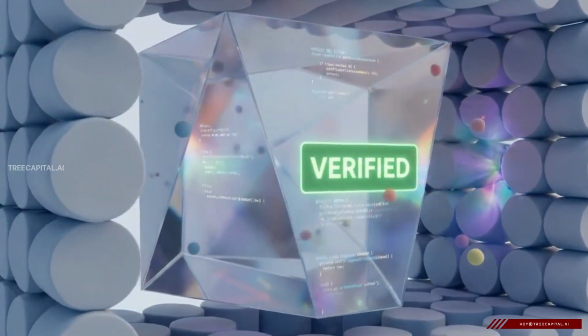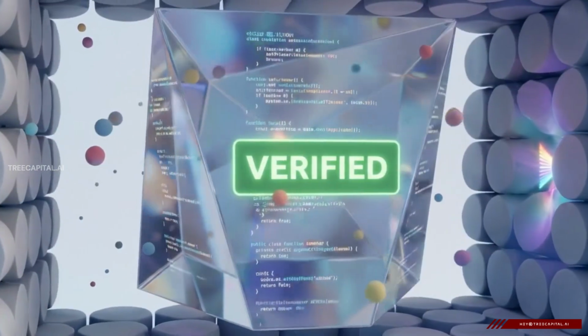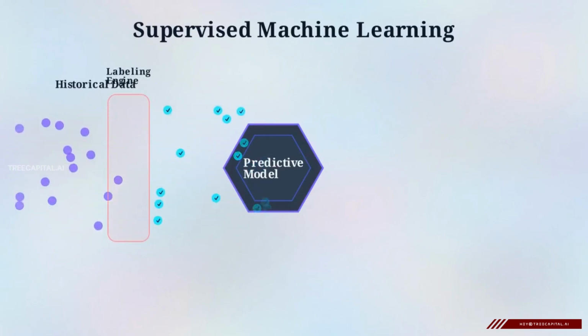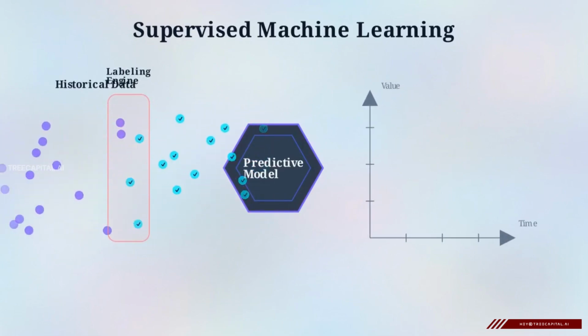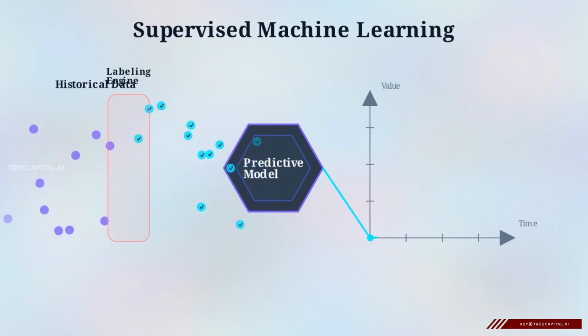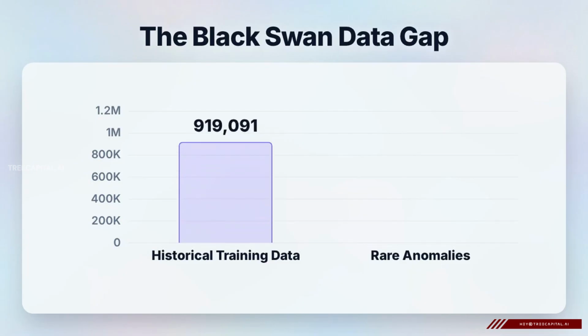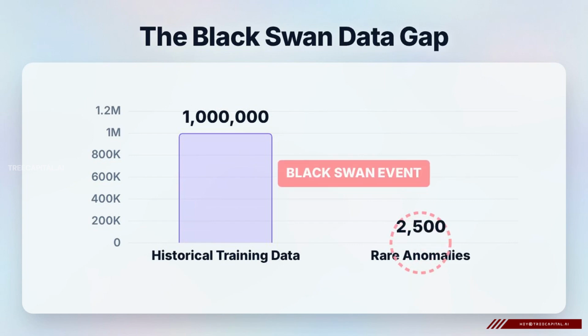To build a machine that perfectly understands reality, you first have to teach it how to deceive itself. Most artificial intelligence relies on supervised machine learning. You feed the model millions of examples of historical data, neatly labeled with the correct answers, and it learns to predict what comes next. But if you're trying to detect a rare financial fraud or anticipate a highly specific autonomous driving crash, that historical data doesn't exist.